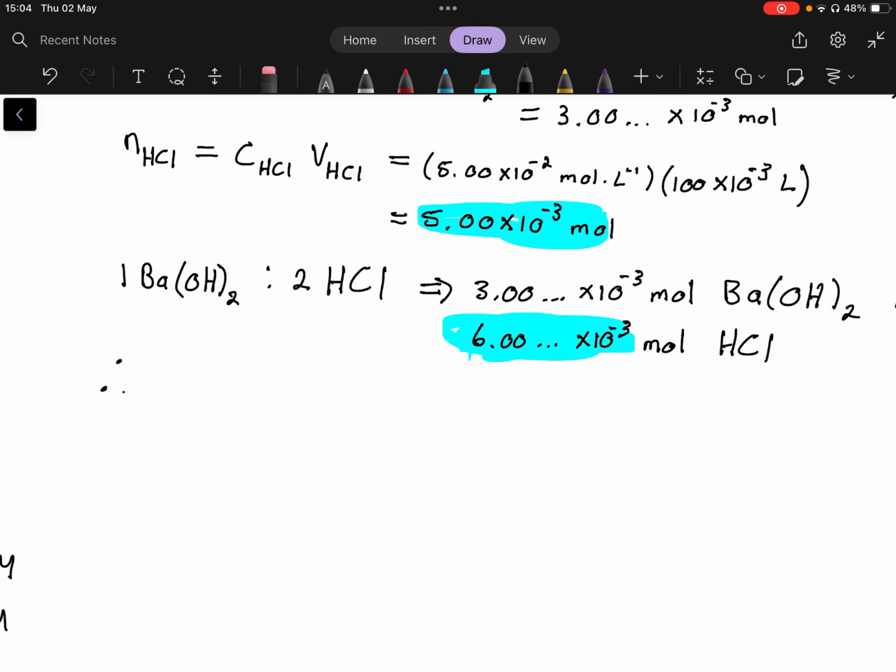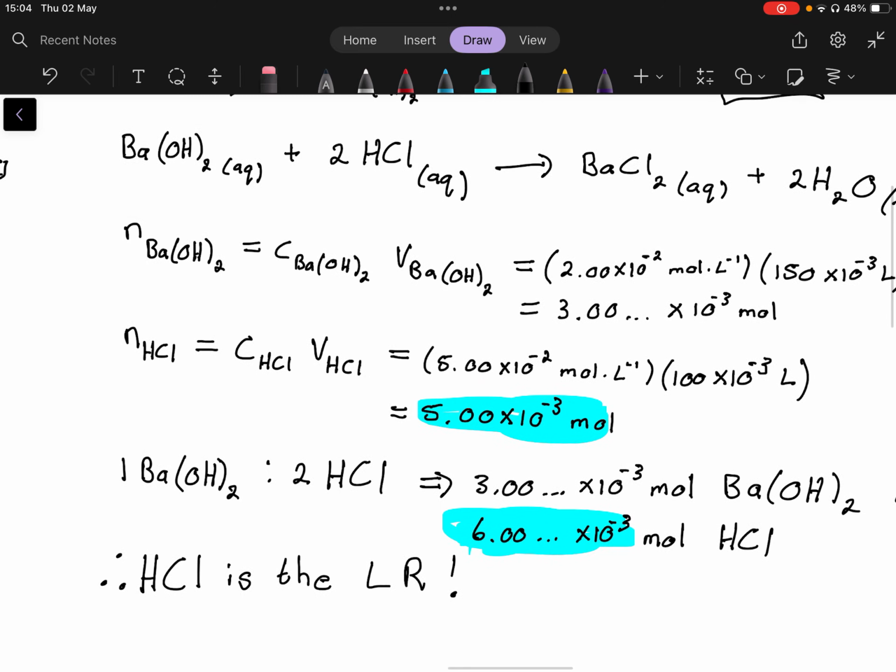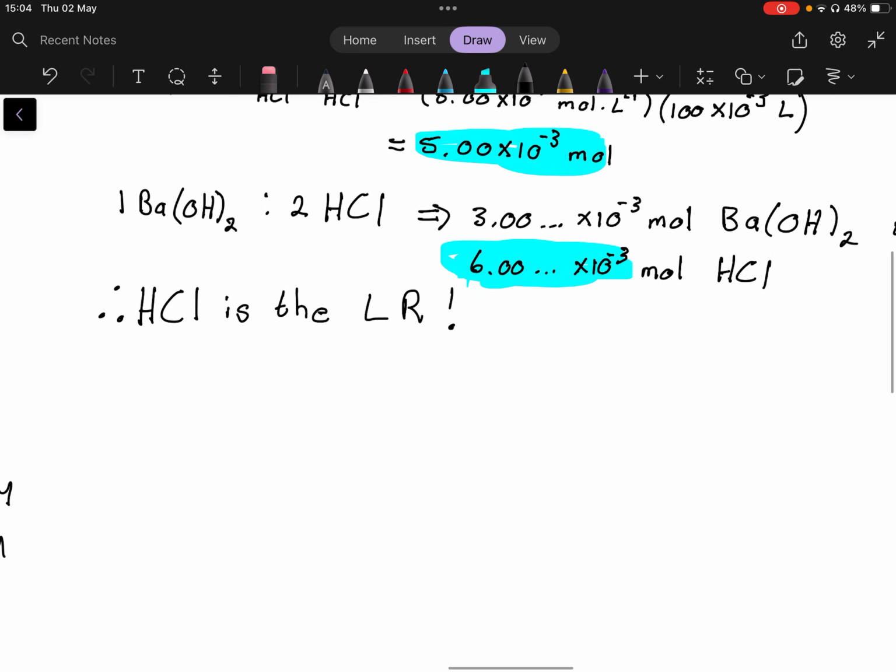So we then write explicitly, therefore HCl is the limiting reagent. And what does that mean? It means all the hydrochloric acid will be used up, and then there will still remain some barium hydroxide. So we need to determine what that is.